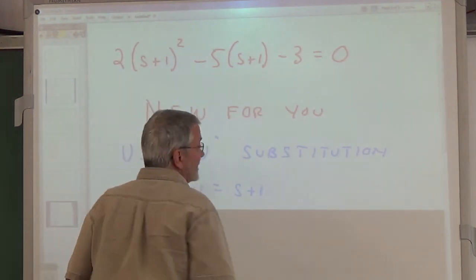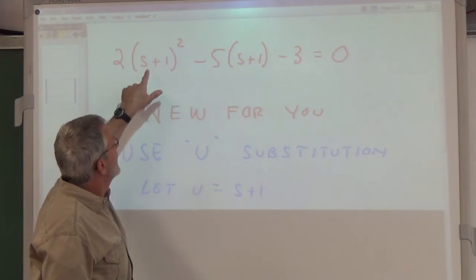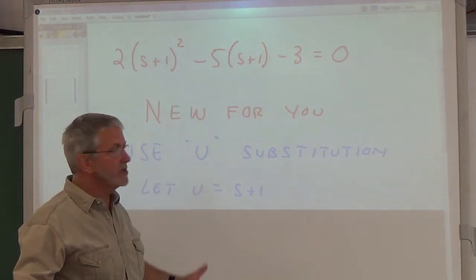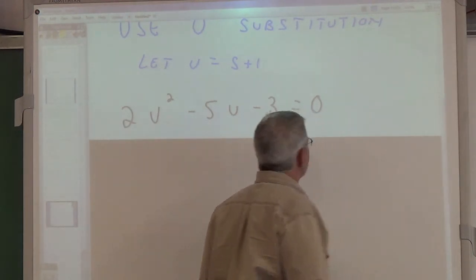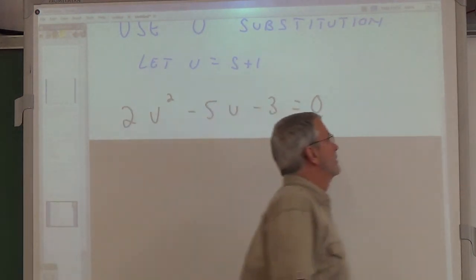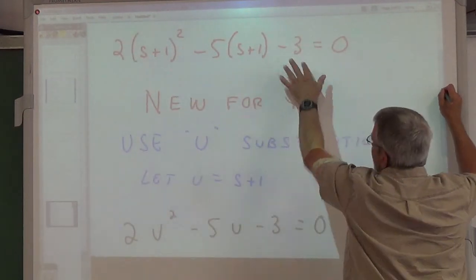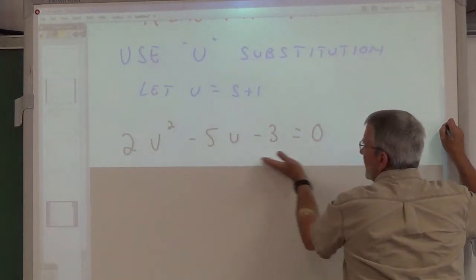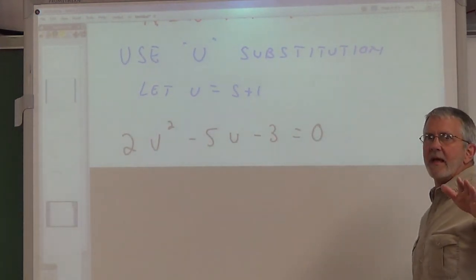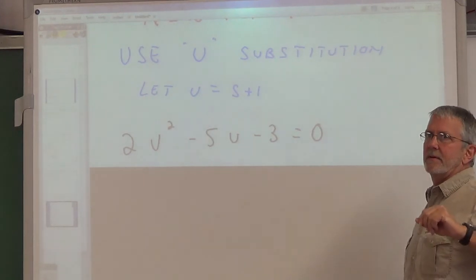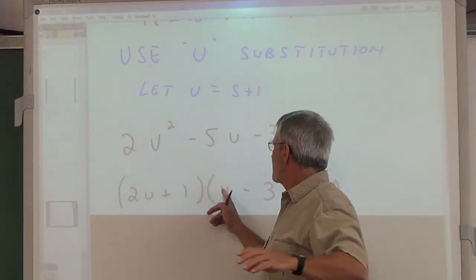Oh, and you can do that, ladies and gentlemen. Yes, you can. I'm going to let u equal s plus 1. And now I'm going to have a simple equation in u. I'm going to have 2u squared minus 5u minus 3 is equal to 0. Keep in mind I subtracted that 3 from both sides up there. But now I have a simple quadratic in u, one that factors. And I'm going to factor that rascal: 2u plus 1, u minus 3.